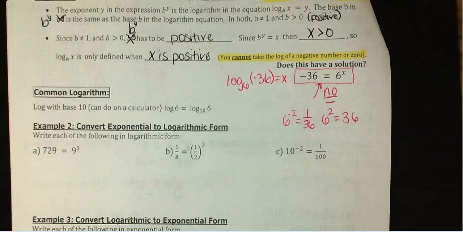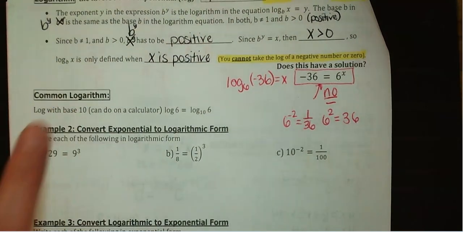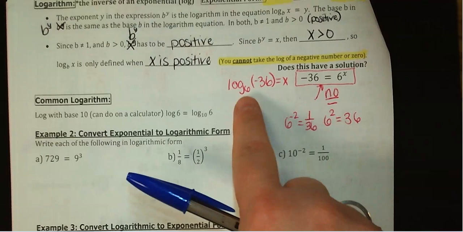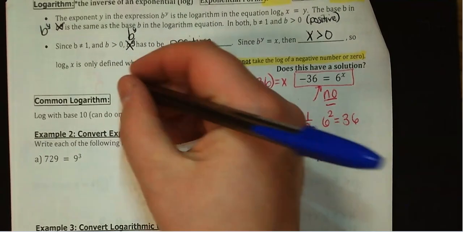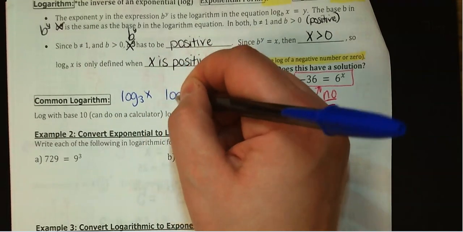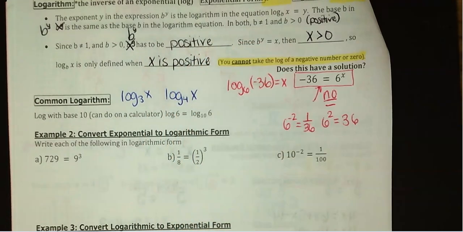Now, the other thing before we start doing some problems is a little nitpicky. They have something called a common logarithm. The one I just wrote was a base 6. I can have a log base 3, or a log base 4, or something like that. We could change the bases.